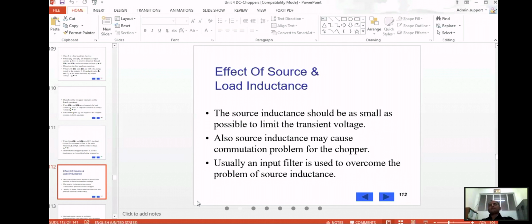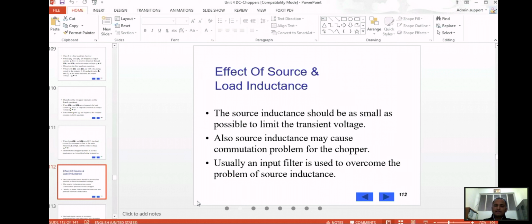So what are the effects of the source and load inductance? We have to see this. The source inductance should be as small as possible so that it will limit the transient voltage.